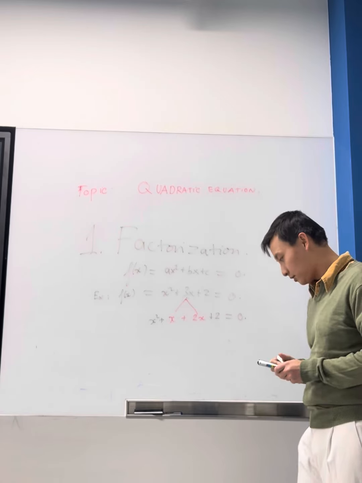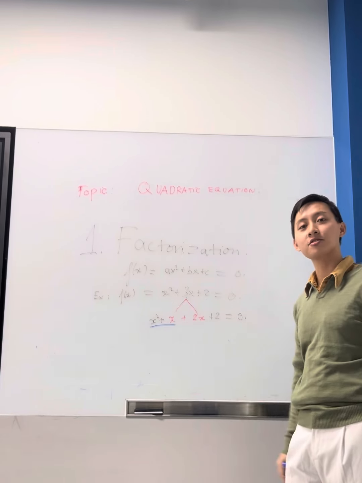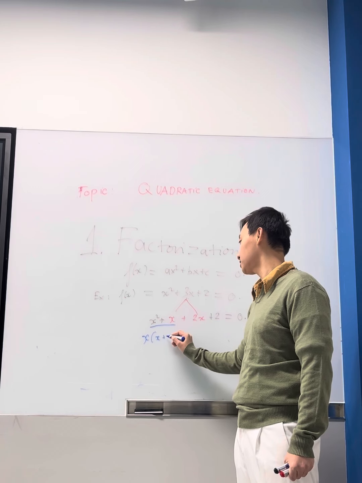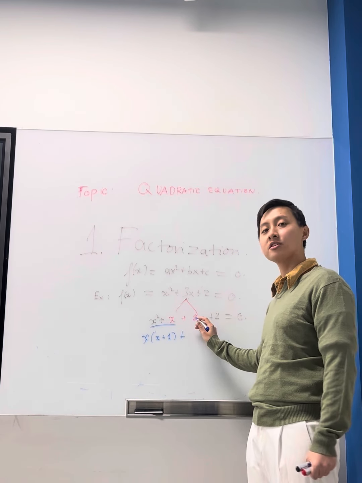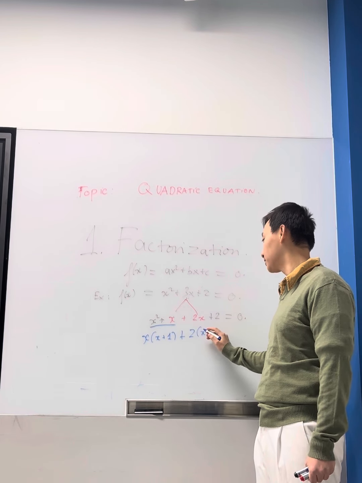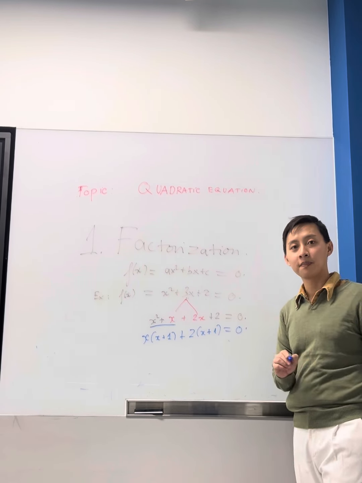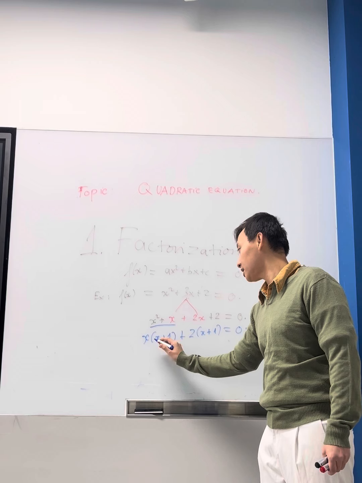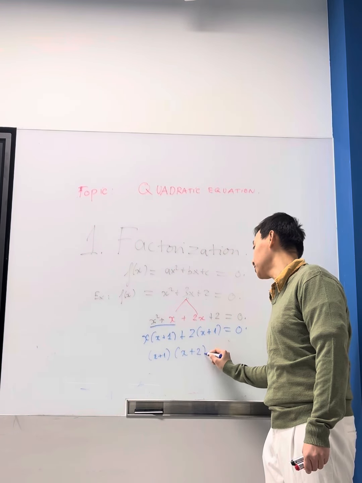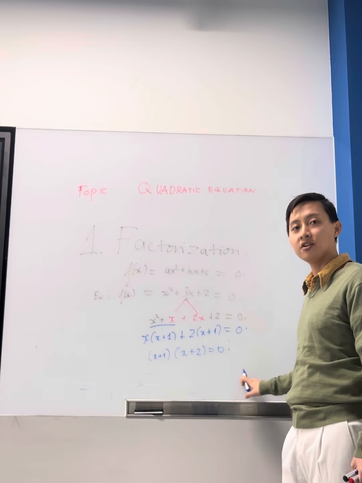The next step, you try to factorize. What is the common factor between x squared and x? It's x, so x times x plus 1. What is the common factor between 2x and 2? It's 2, and I factor out 2. The remaining bracket is x plus 1, right? So now the common factor is x plus 1, times x plus 2 is going to be 0. So x plus 1 times x plus 2 is equal to 0.